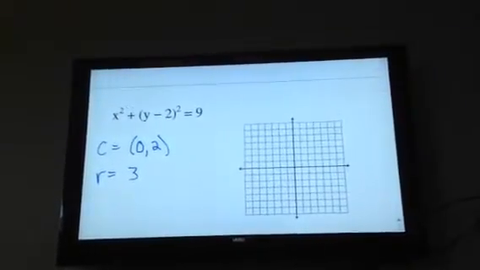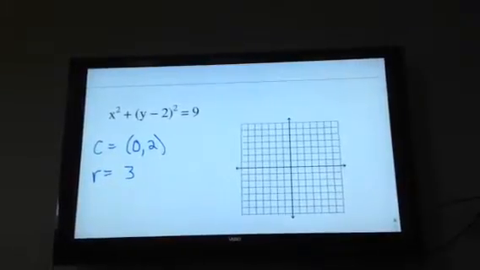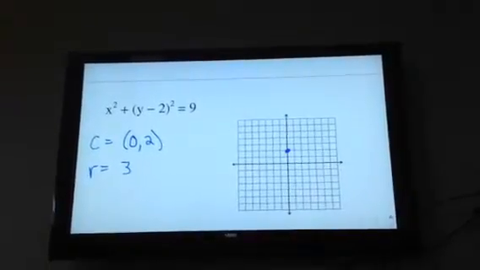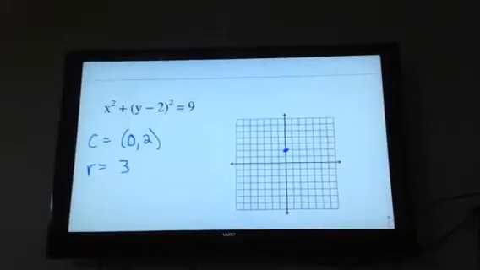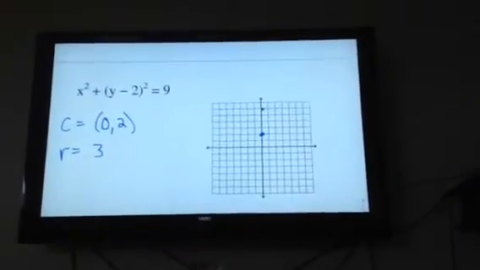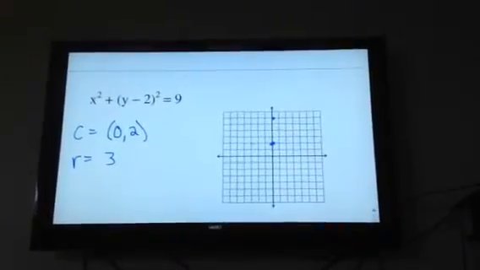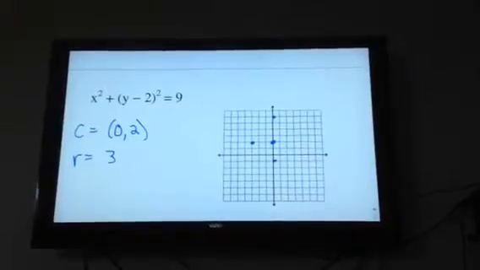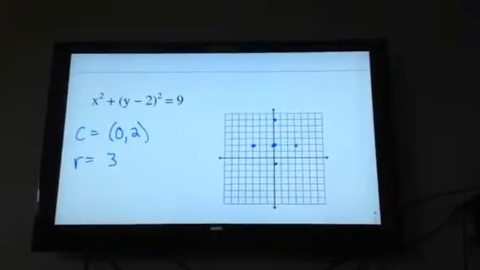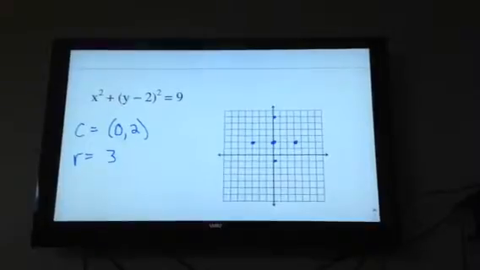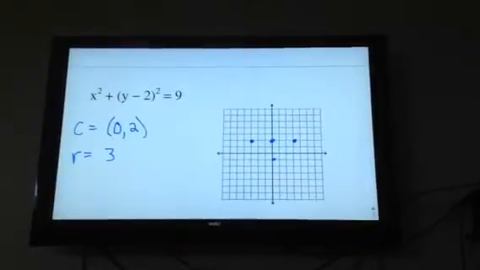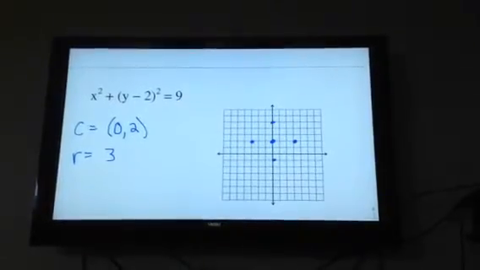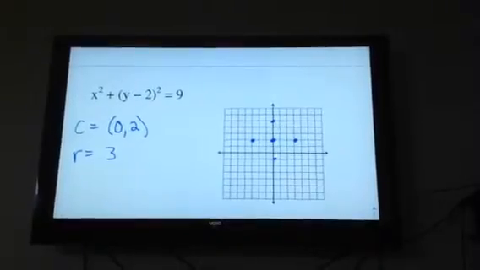And I graph. My center is at (0, 2). My radius is 3, so I'm going to go up 3, left, right 3, down 3. I went 2, 1, 2, 3. I went 4 there, didn't I? I did. And then draw my circle.